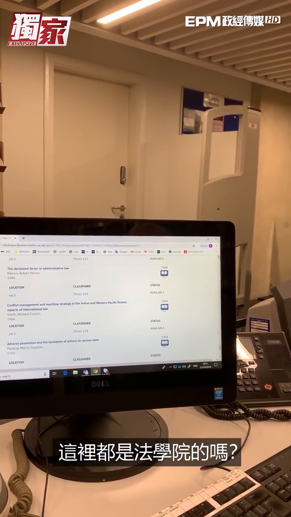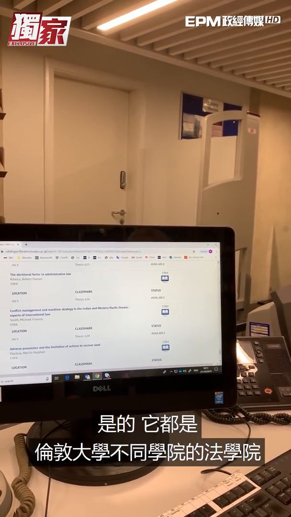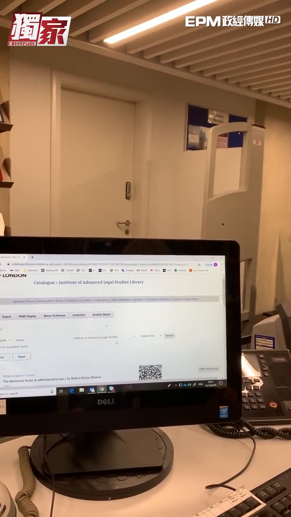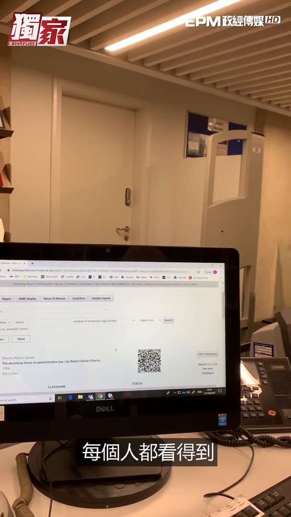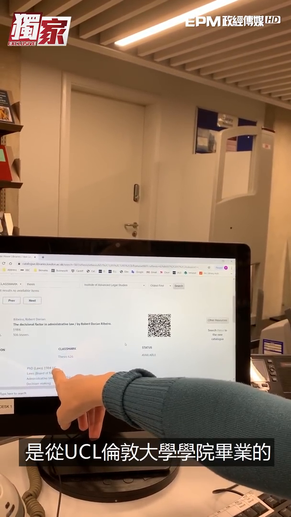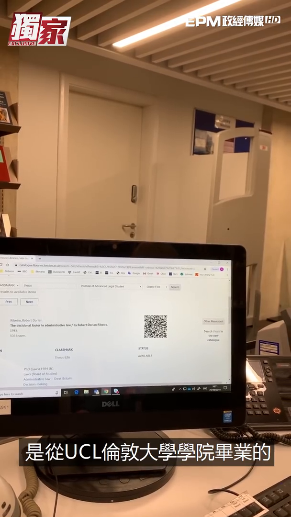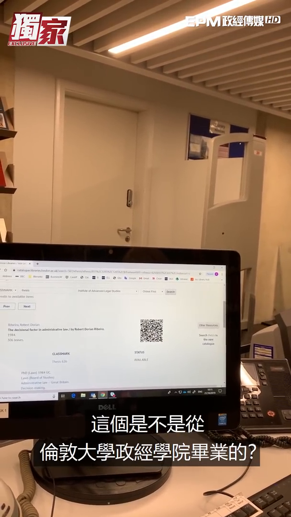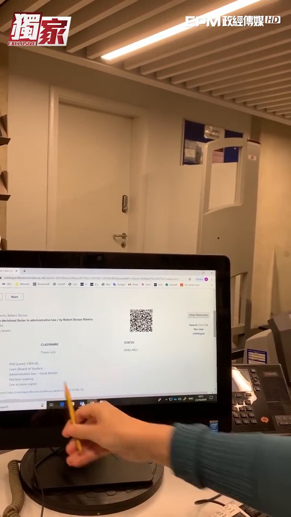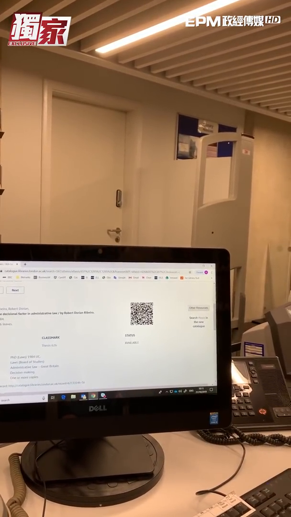Are those from law school? Yeah, they'll be from different parts of the University of London. If you click on the title, you can do this research yourself because our catalogue's on the internet. Anyone can look at this. So that's from UCL, University College, that one. But how do I know that's not from London School of Economics or Political Science? It's not. It's from UCL. It's University College. Okay.